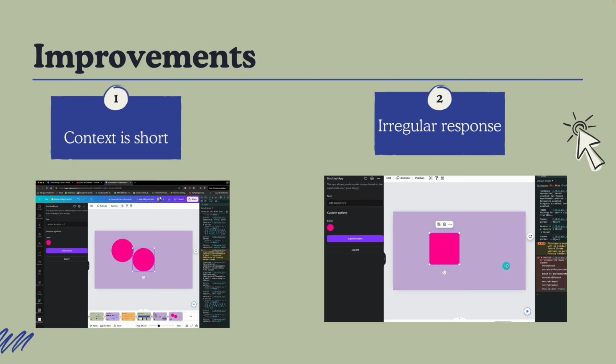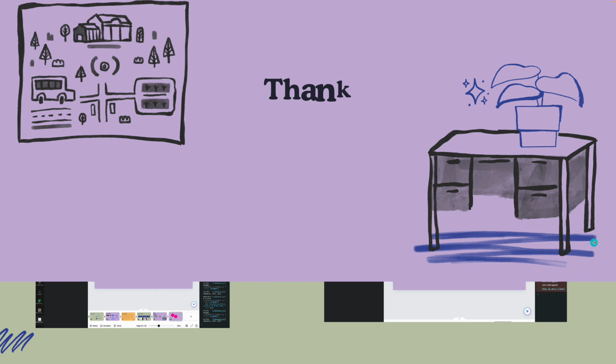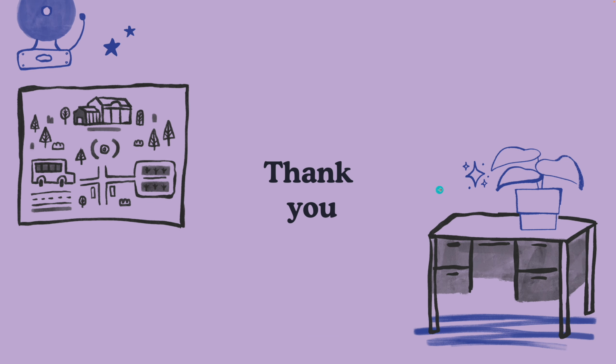And irregular responses: sometimes the regex that I have defined will handle "square" with small letters, but sometimes it generates a response in camel case, like giving type element as square element. So I also need to handle those things. So these are some of the errors that you can face while running the app. And that's all from my side. Thank you so much.